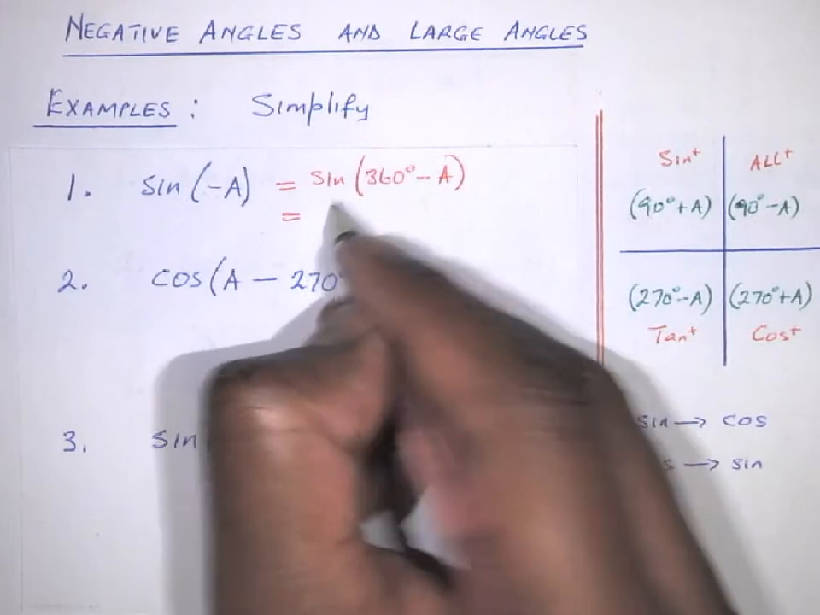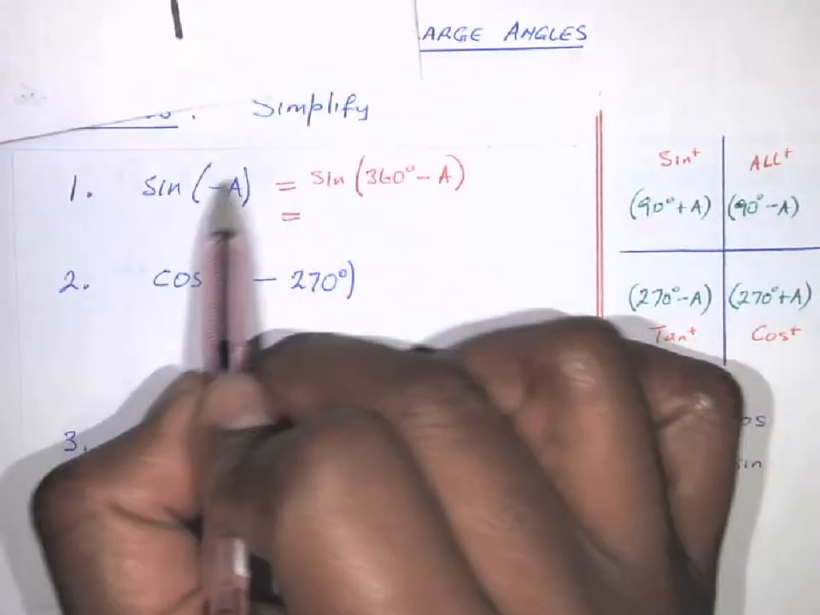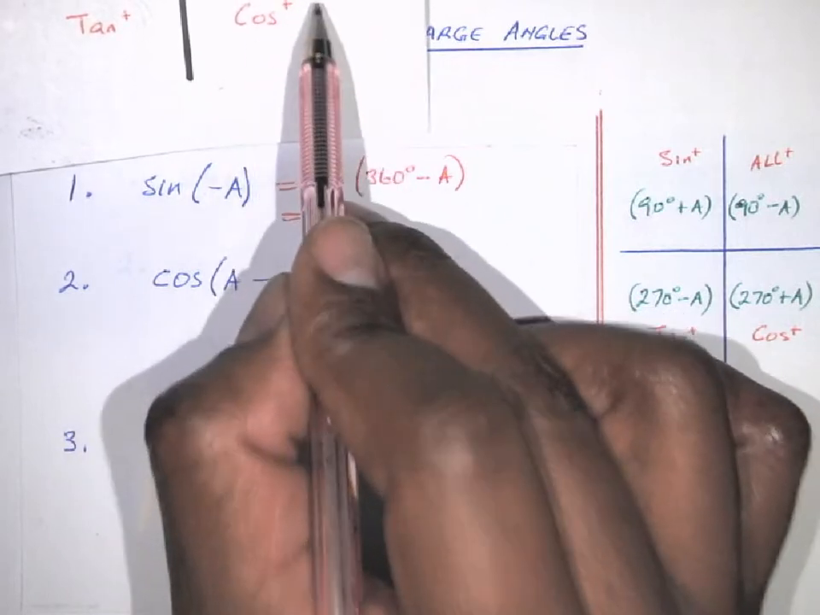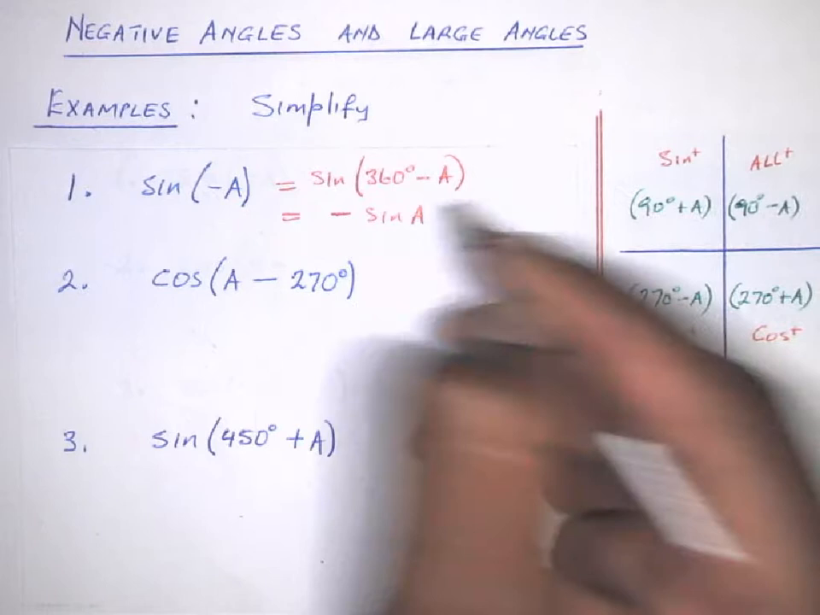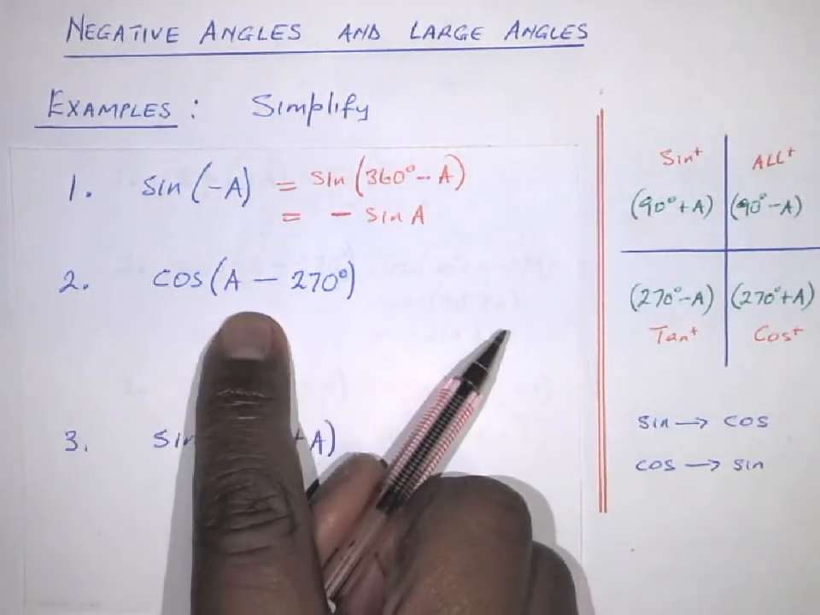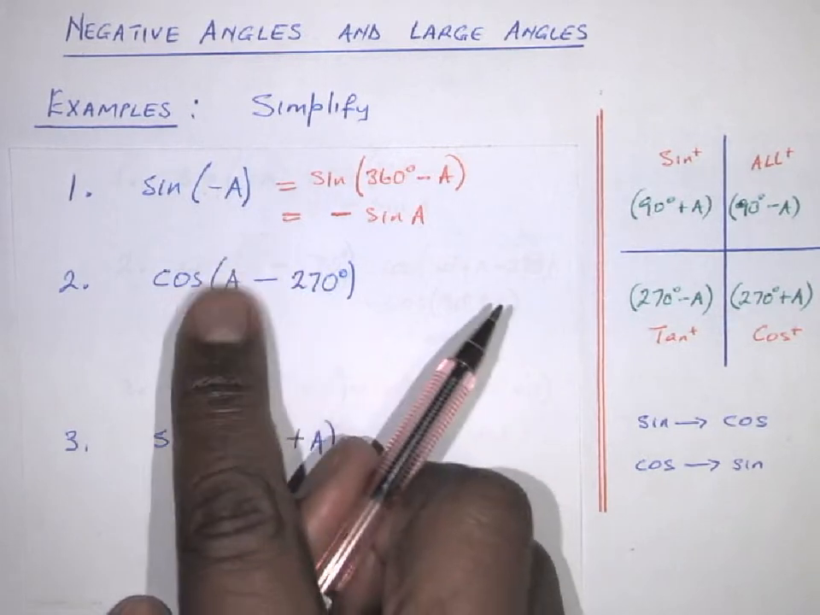So therefore this will be, in which quadrant is this? Is this quadrant there? How is sine in that quadrant? Sine is negative. So my answer is negative sine of a. Now this angle is small because that's an acute angle minus a very big angle. So what do we do? We put 360.